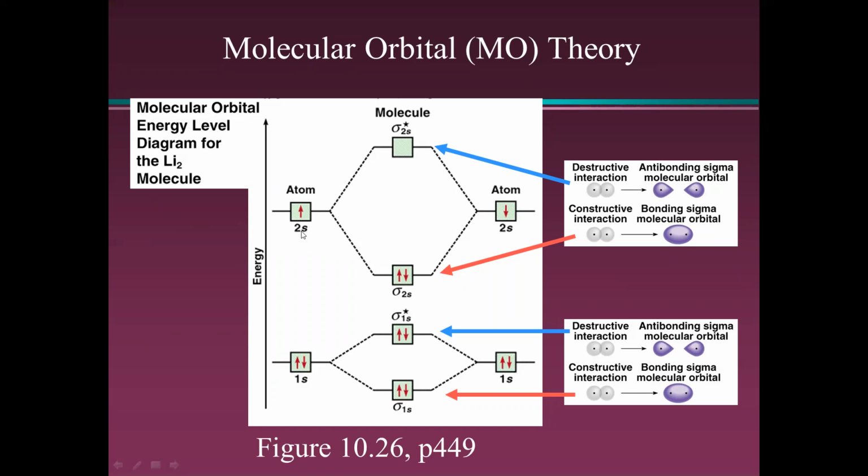How about the 2s atomic orbitals? They form the sigma 2s molecular orbitals. One's bonding, one's anti-bonding with a star. So 2 electrons are filled into here. Here you see you have more electrons sitting between, but this destructive one has fewer electrons there. It's higher energy, less stable, like we discussed before.